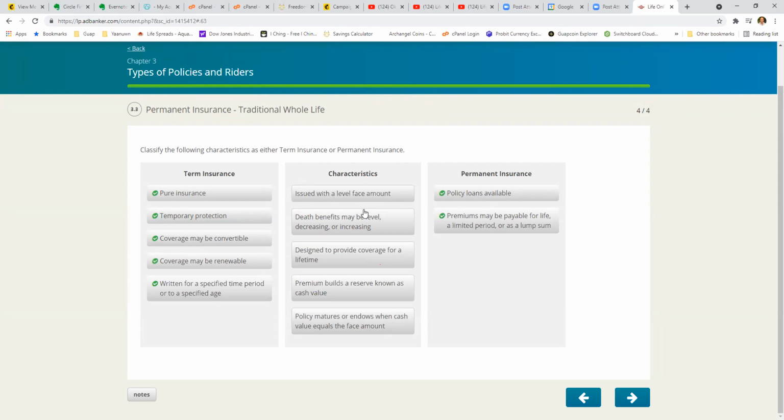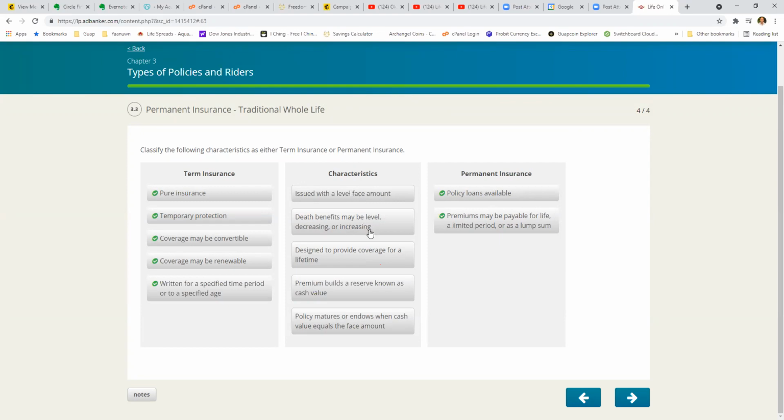That's actually interesting. That could be either of them, but it's probably term. It has to be term. Well, it says maybe it means only issued with a level face amount. Right. So maybe it's issued with a level face. I don't know, actually. Let's go back to that.